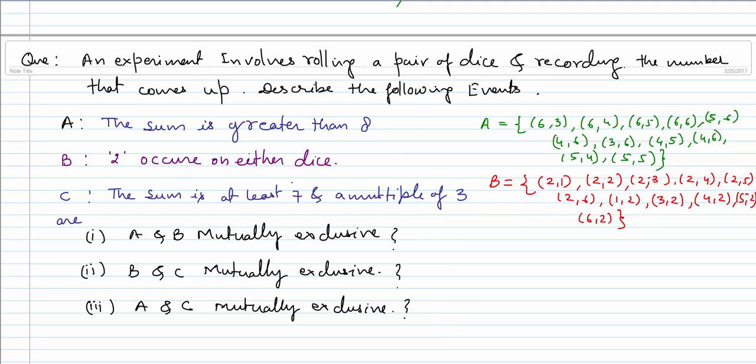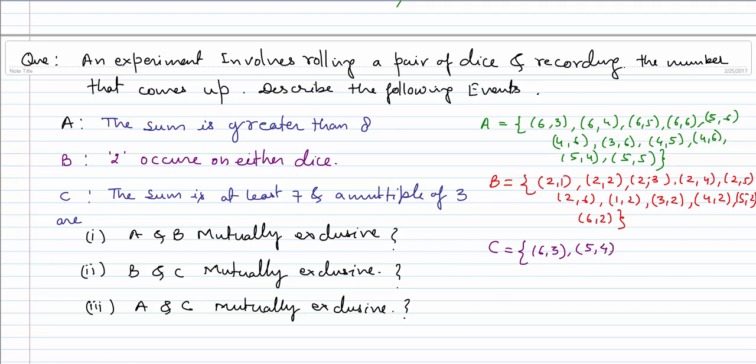Now the last event C. The sum is at least 7 and a multiple of 3. The sum should be a multiple of 3 and at least 7. So what are the elements inside it? Can we have 6 comma 1? No. 6 comma 2? No. 6 comma 3? Yes. Why? Since the sum is more than 7 and it is a multiple of 3. Then can we have another one? No.